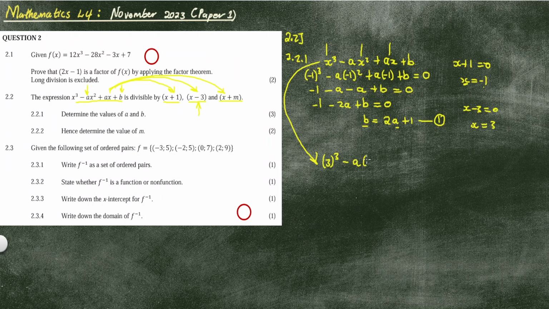Cubed, squared, 3 plus b. This also should give me a 0, because that is a factor. So it's 27, but let me verify. 3 raised to exponent 3 should be 27, minus 9a plus 3a plus b equal to 0.